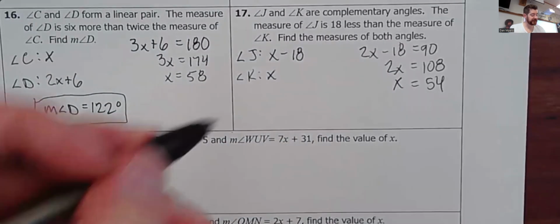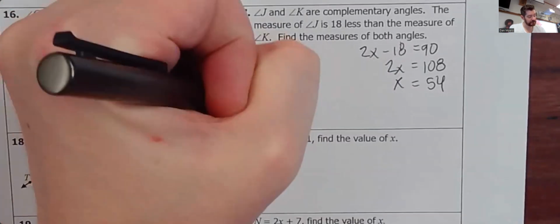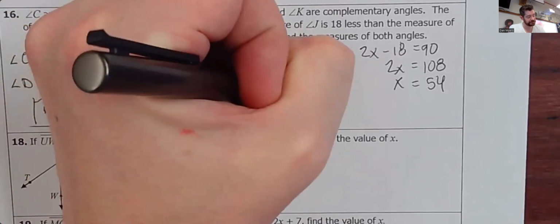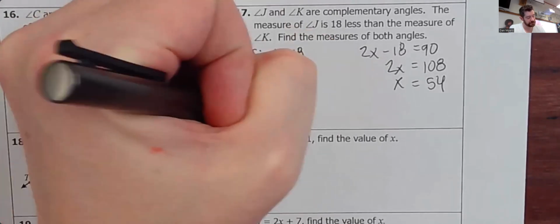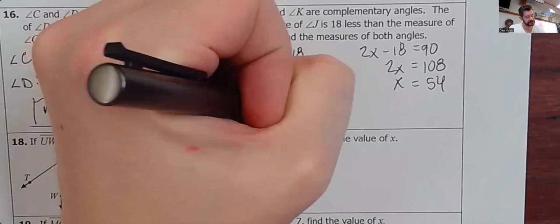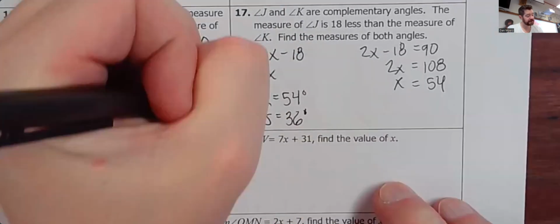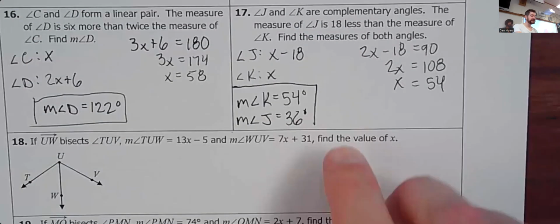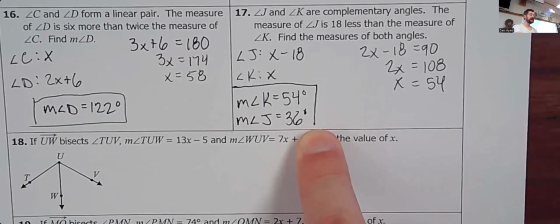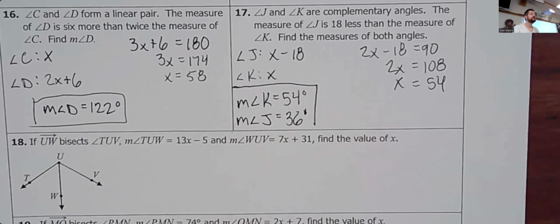Yeah. So the measure of angle K equals 54 degrees. What's the measure of angle J? 36. 54 minus 18 is 36. And 54 plus 36 is 90 because they have to add up to equal 90 degrees as well.